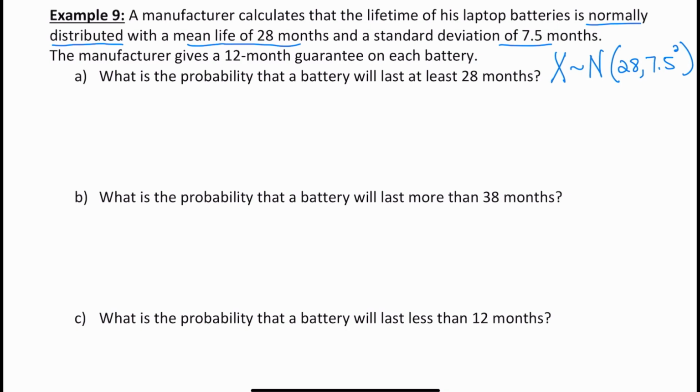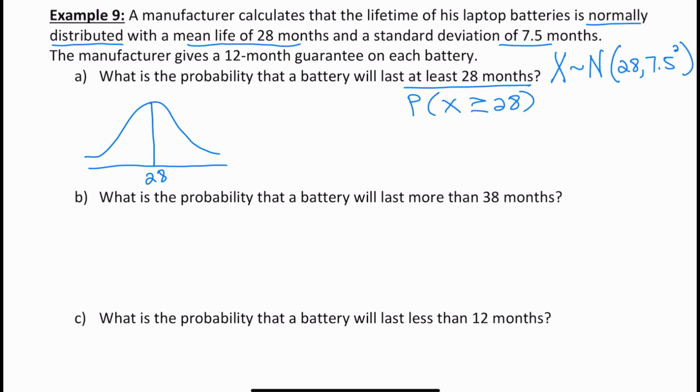So then to answer part A, I'm going to just very quickly create a bell-shaped curve. In the center, I have the mean, which is 28. And the question says, what's the probability that the batteries are going to last at least 28 months? At least meaning greater than or equal to 28. So that means I'm going to shade everything that's to the right. Obviously, you should know this answer because the entire area under the curve is 1 or 100%, and the mean is right in the middle. So without even doing the calculation, we know this is 50%, or because the question asks for the probability, the correct answer is going to be 0.5.